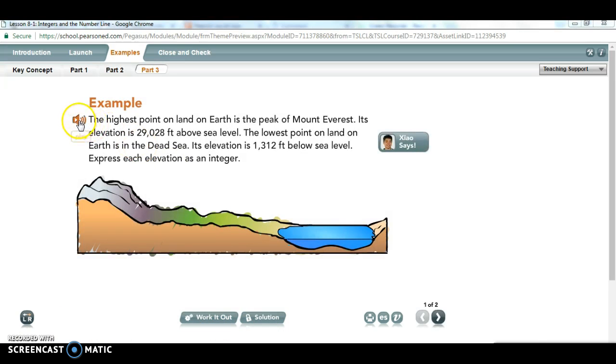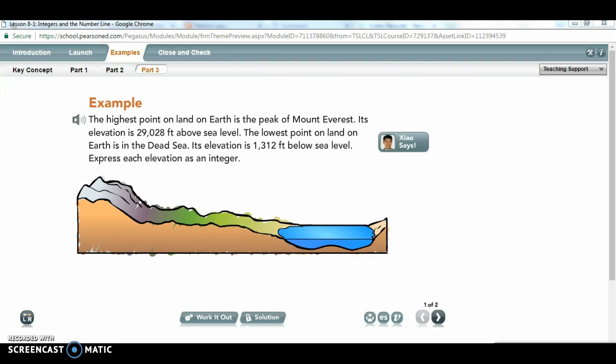For this example problem, the highest point on land on Earth is the peak of Mount Everest. Its elevation is 29,028 feet above sea level. The lowest point on land on Earth is in the Dead Sea. Its elevation is 1,312 feet below sea level. Express each elevation as an integer.